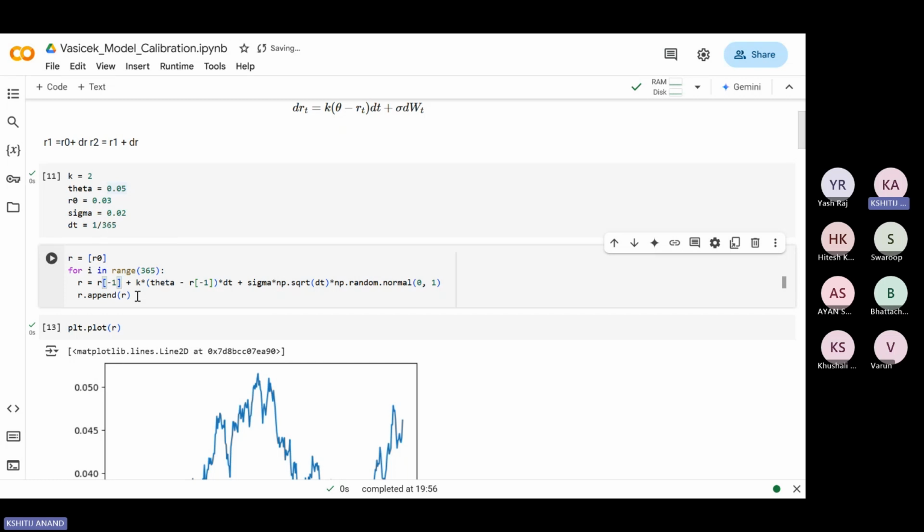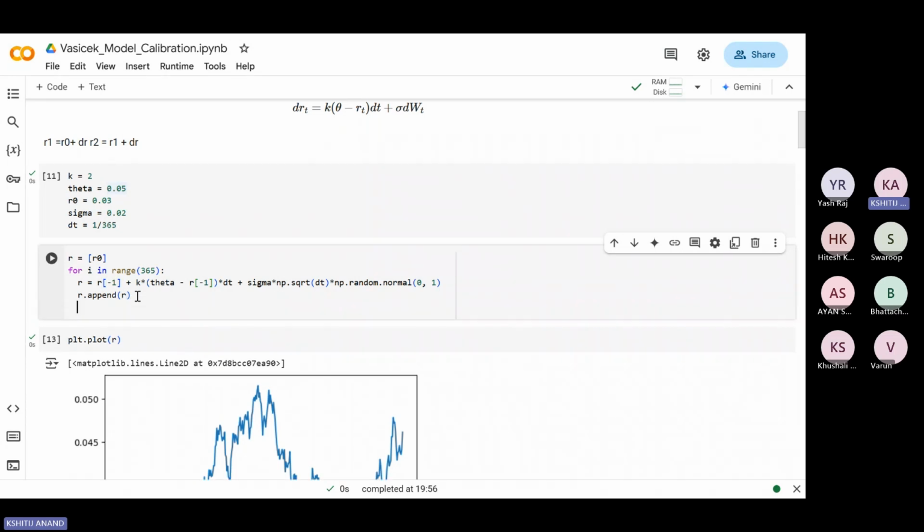That means what will be the short rate today, short rate tomorrow, short rate the day after tomorrow, what will be the short rate till 365 days, right? So basically if you print your R, right? Print R, right? You will have your short rates.